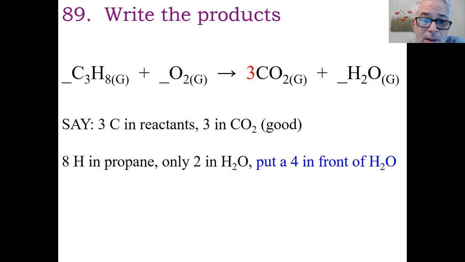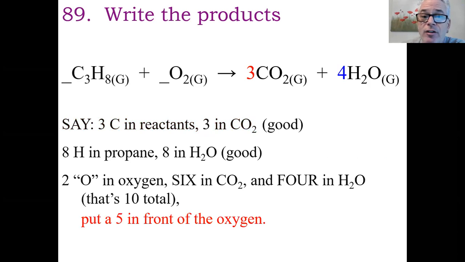So there's 3 carbons in the reactant and 3 carbons in the product. Good. There are 8 hydrogens in propane, H8. There's only 2 hydrogens in water. So we have to put a 4 in front of the water so we get 8 hydrogens in the product. Say it again. 3 carbons in the reactant, 3 carbons in the product. Good. 8 hydrogens in the reactant, 8 hydrogens in the product.